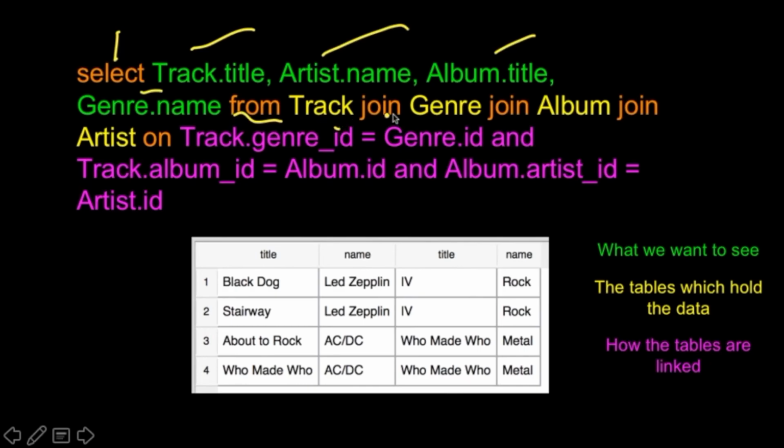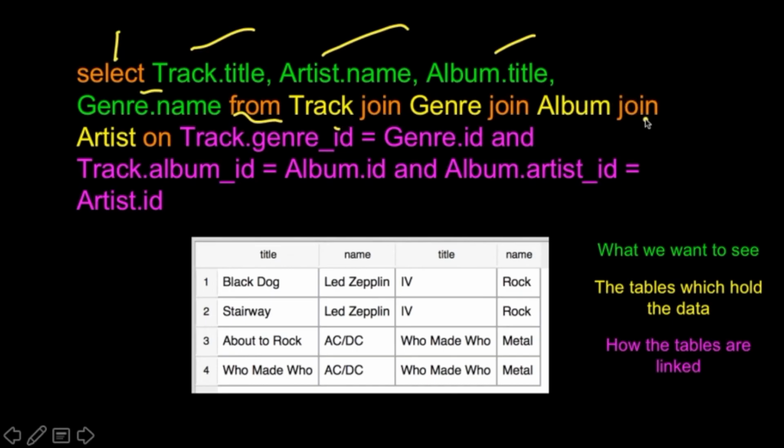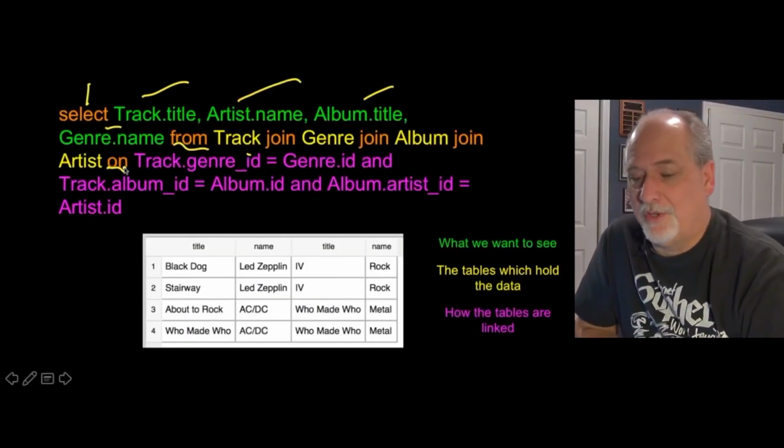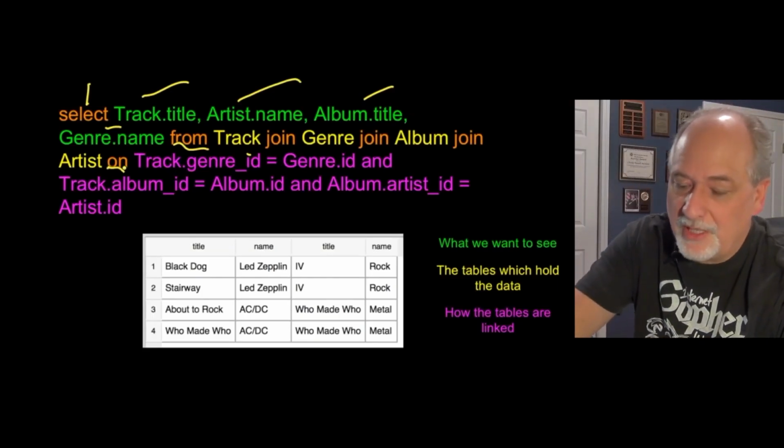From the track, join genre, join the album, join artist. It's so easy, actually, if you really look at it. It's just table ID, table ID. The joins follow the little arrows, right? And then the on qualifies each of those arrows, when to follow the arrow. And then this becomes pretty easy.